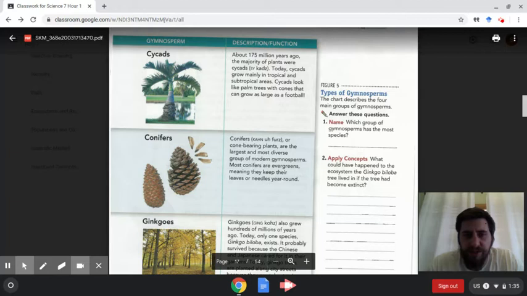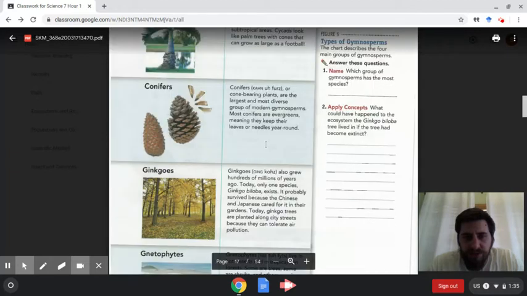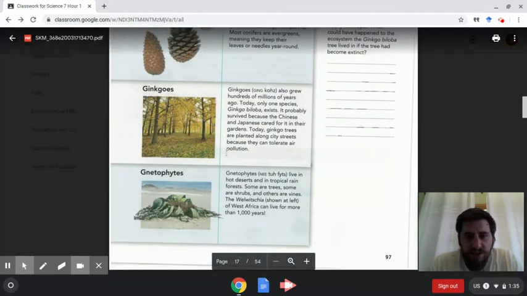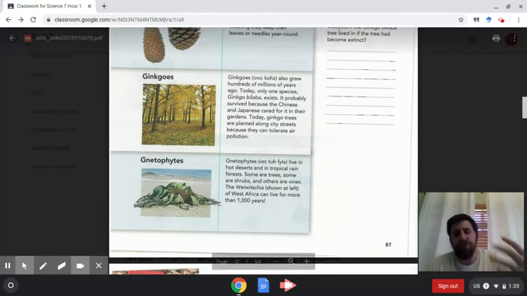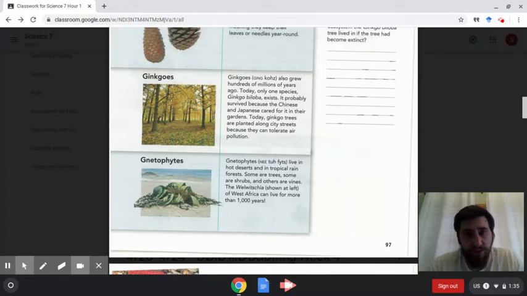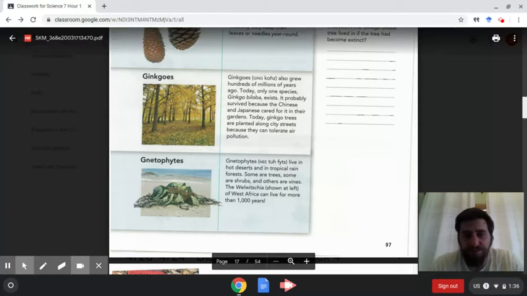Something called the ginkgos. They grew hundreds of millions of years ago. Today, only one species exists. Probably survived because the Chinese and Japanese cared for it in their gardens. Really interesting. And then we have the gnetophytes. They live in hot deserts and tropical rainforests. So even though you think of these gymnosperms as just being conifers, the closely related cousins of conifers, other gymnosperms, actually live in tropical areas and in deserts. Not very many species, but a few still.